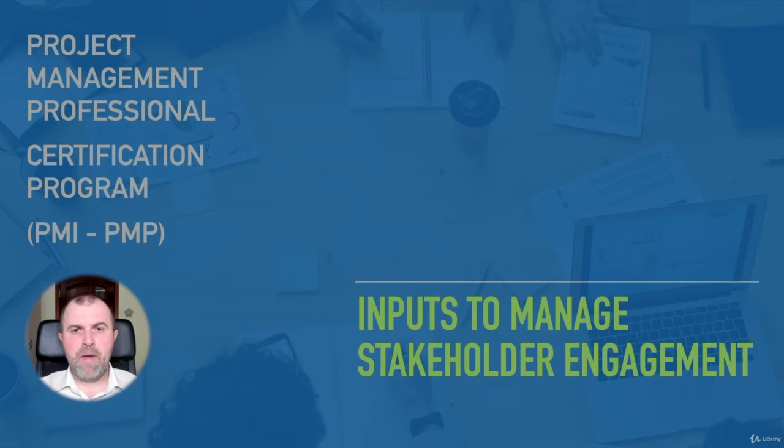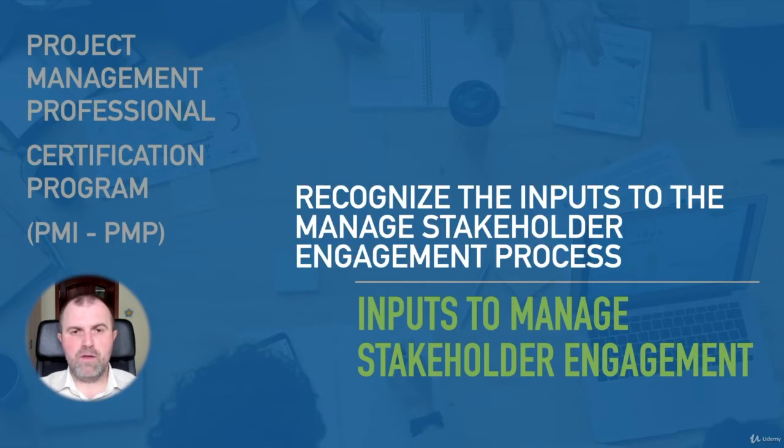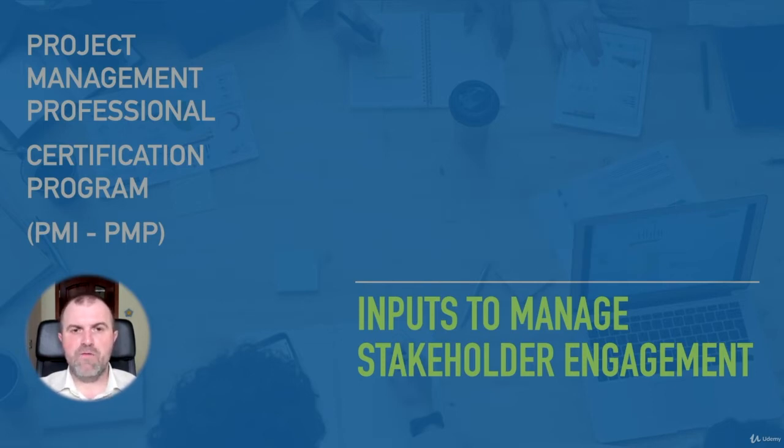Inputs to manage stakeholder engagement. After completing this topic, you should be able to recognize the inputs to the manage stakeholder engagement process. If you are following along with the PMBOK Guide 6th edition, Manage Stakeholder Engagement is process 13.3, where the executing process group and project stakeholder management knowledge areas intersect. The inputs, tools and techniques, and outputs are in figure 13.7.